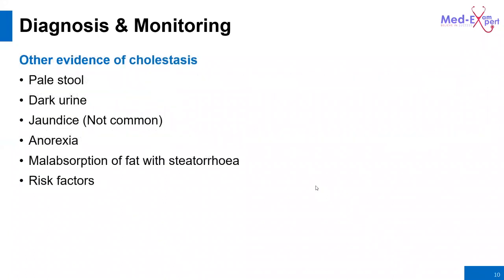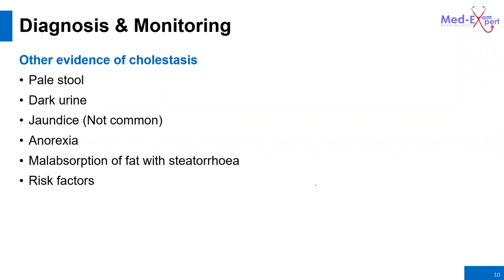What are the other evidence of cholestasis or other clinical manifestations? Of course, pale stool due to absence of the bile in the stool, dark urine because of the accumulation of the bile pigments in the circulation, and it will be excreted in the urine. Jaundice, but this is not a common manifestation in obstetric cholestasis.